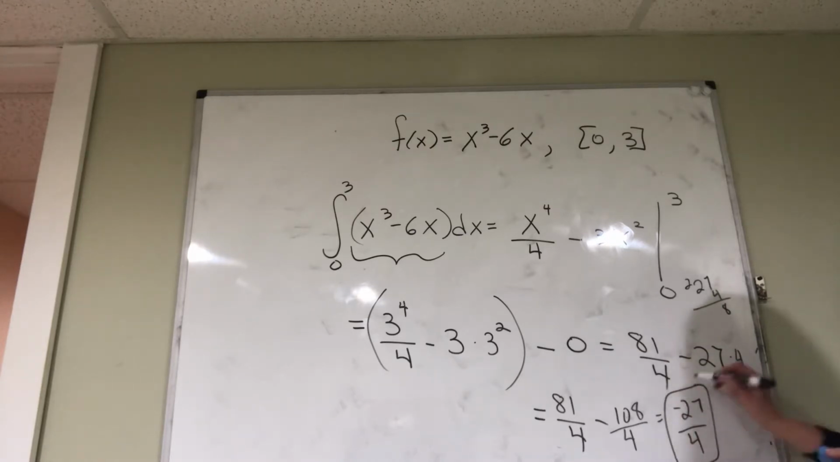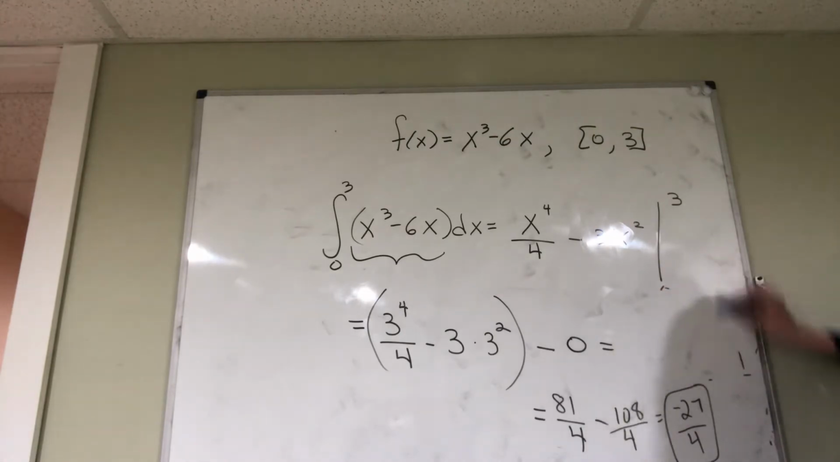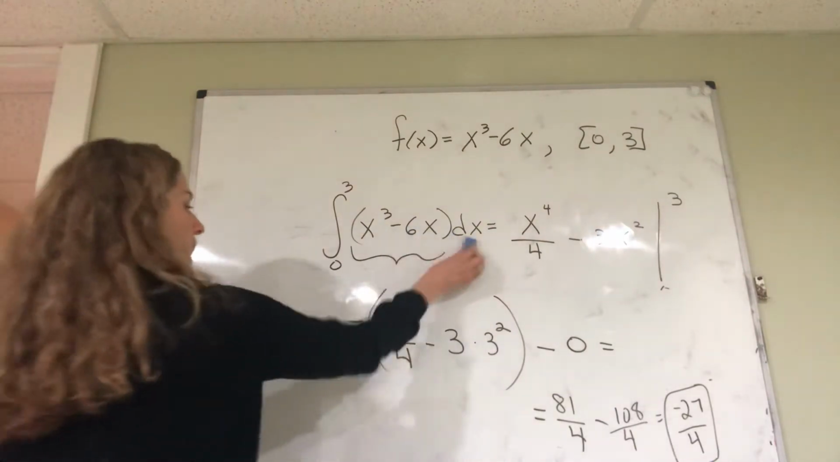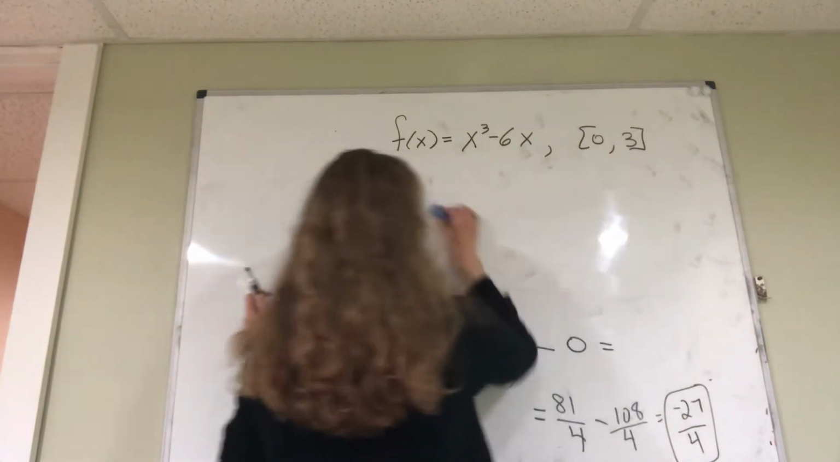Notice that the answer came out to be negative. I want to show you the graph of what this function looks like so that we can understand why the answer came out to be negative. So x cubed minus 6x on the interval from 0 to 3.